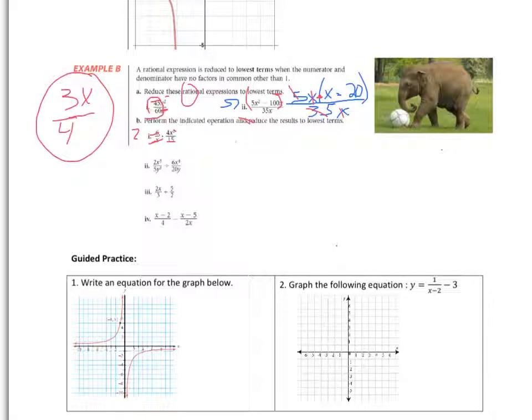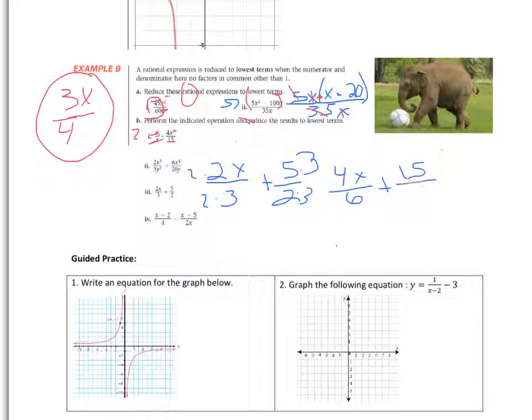Okay, so let's look at letter III. We have 2x over 3 plus 5 over 2. And we know that adding fractions, you have to have a common denominator. So between 3 and 2, our common denominator is 6. So we multiply the bottom by 2. So I end up with 4x over 6. And then I multiply this side by 3. And I end up with 5 times 3 is 15 over 6. And then when I combine them together, my denominator is 6. But on the top, I don't have like terms. 4x and 15 are not the same. They're not like. So I end up with 4x plus 15 on top.